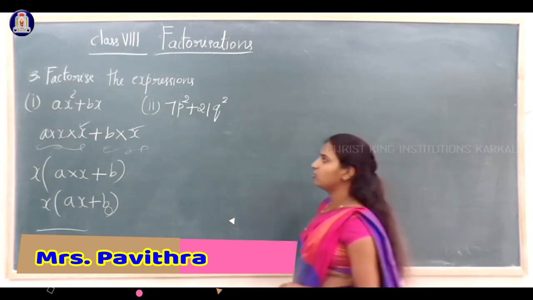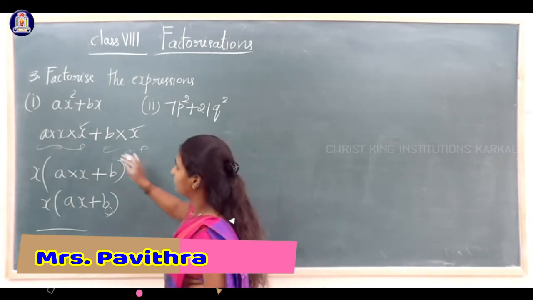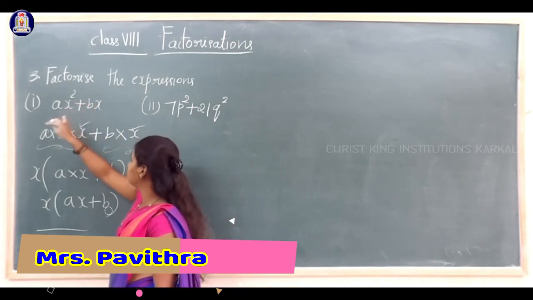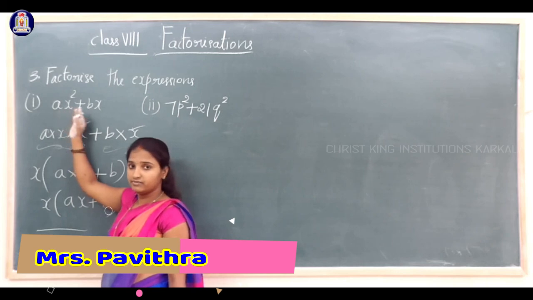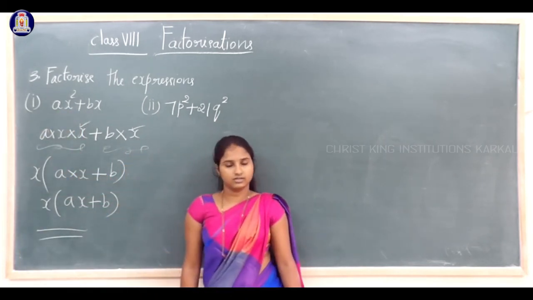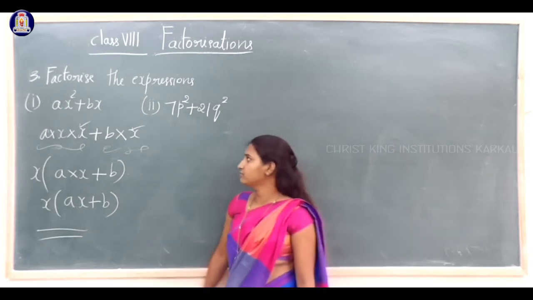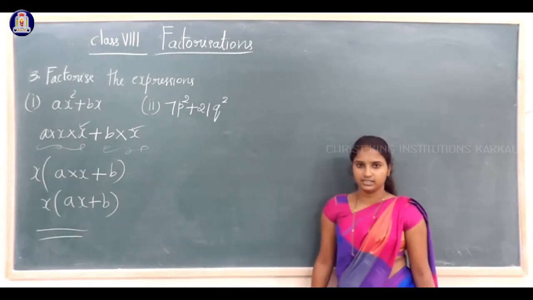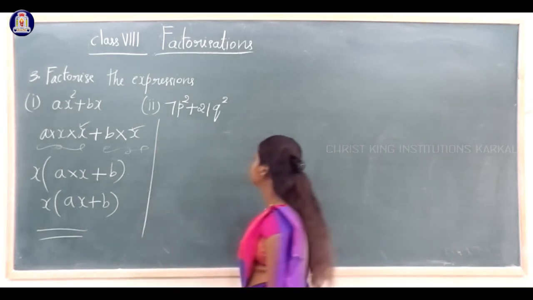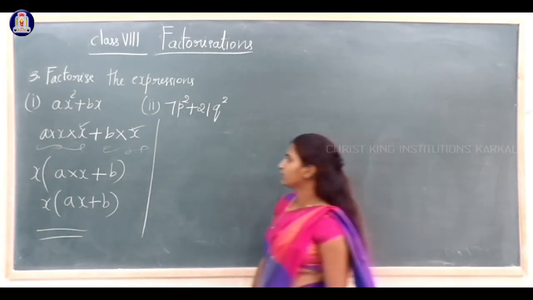So here we cannot use any identity. If the sign given is minus and the square power is 2, then you can check. You can see if it is possible, you can use the third identity. But in this expression, we cannot use the third identity. Clear? The second question, see 7p square plus 21q square.